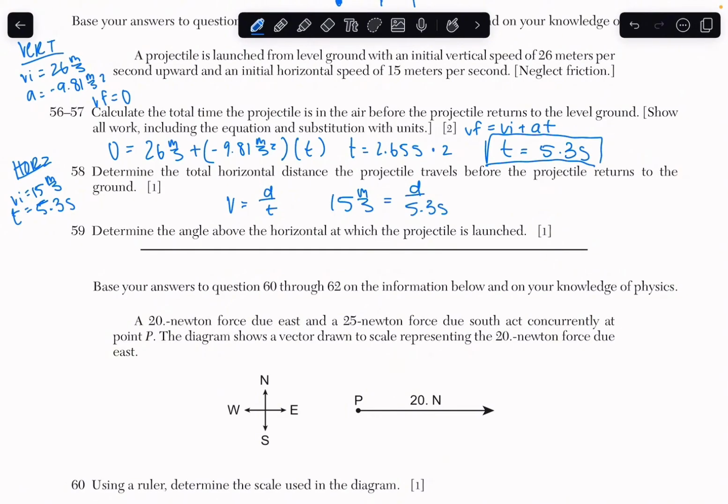So after we do the math here, we're just going to get a distance of around 80 meters, if you round.